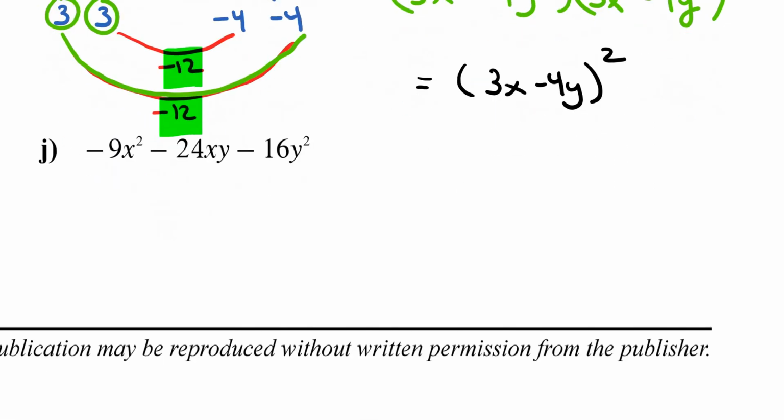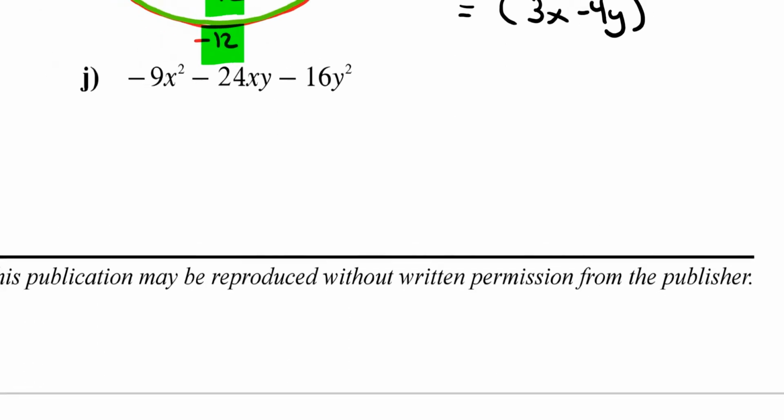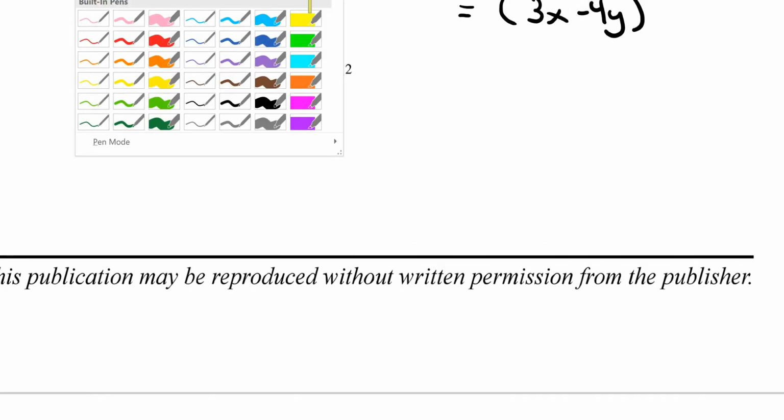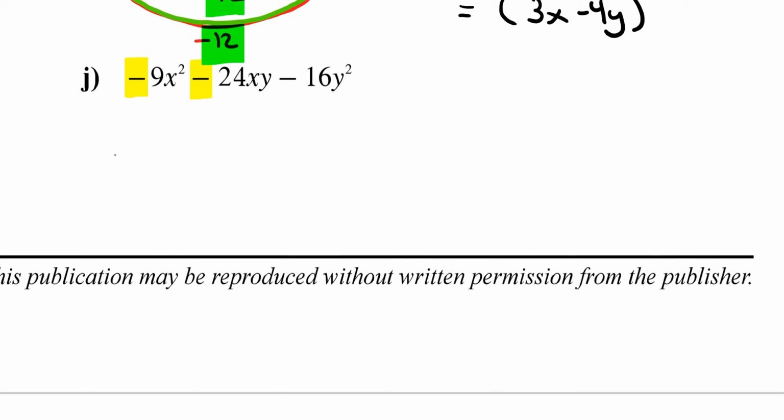Okay, let's do a letter J to kind of finish up the questions from problem number 7. And for letter J, it's very similar to the problem that we just did. You just need to factor out the minus sign to get started. So if I factor out the minus sign, I have positive 9x squared, positive 24xy, and positive 16y squared.